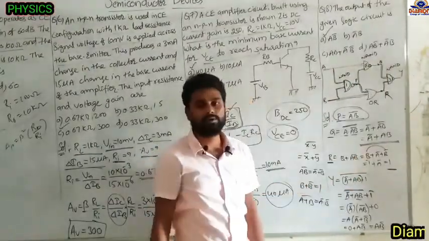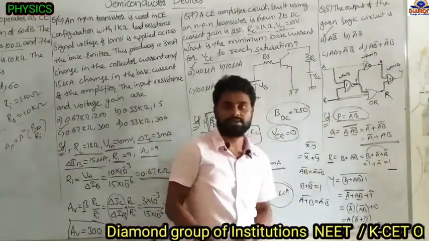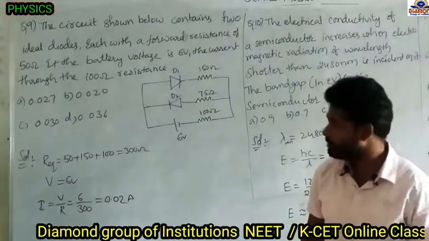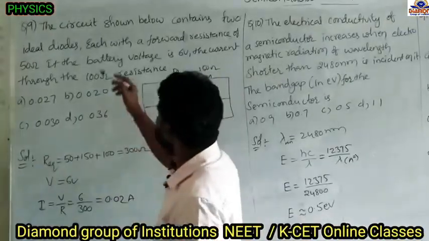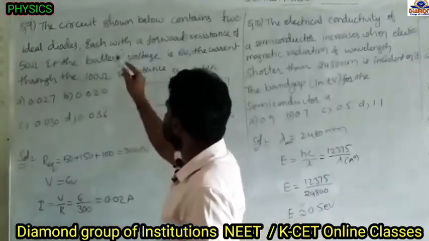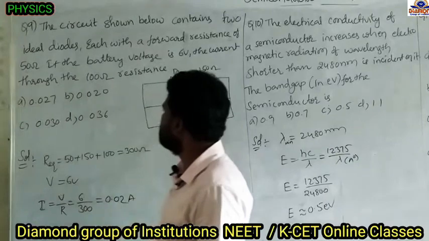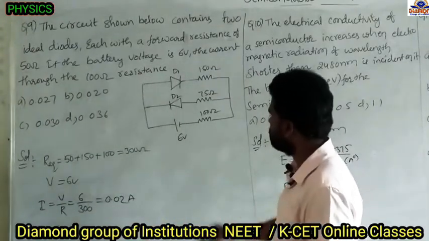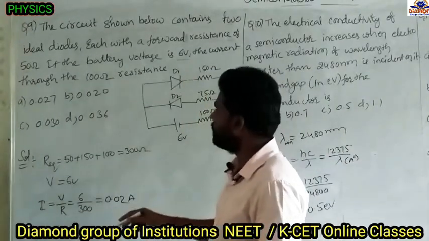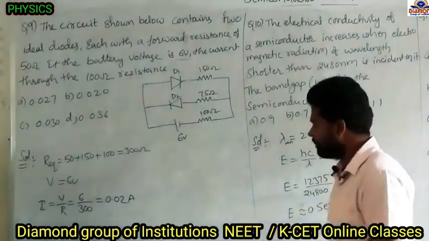This is a very important question; this question was asked in JEE Mains 2019. Okay, see the next question, 9th question. The circuit shown below contains two ideal diodes, each with a forward resistance of 50 ohm. The battery voltage is 6 volt. They are asking for the current through the 100 ohm resistance.